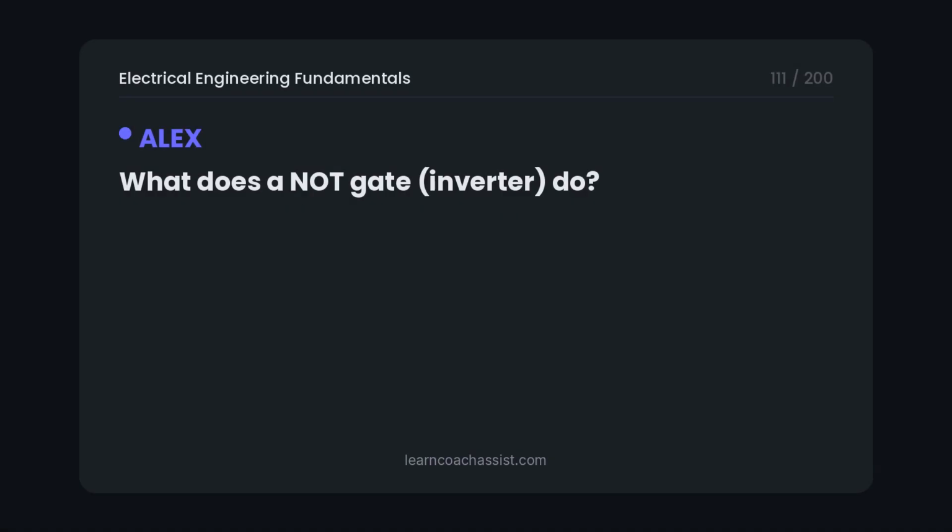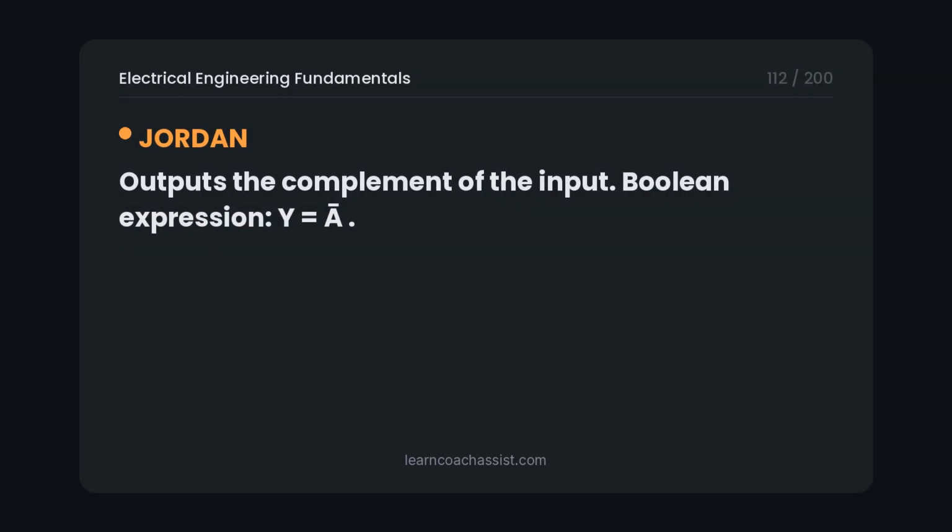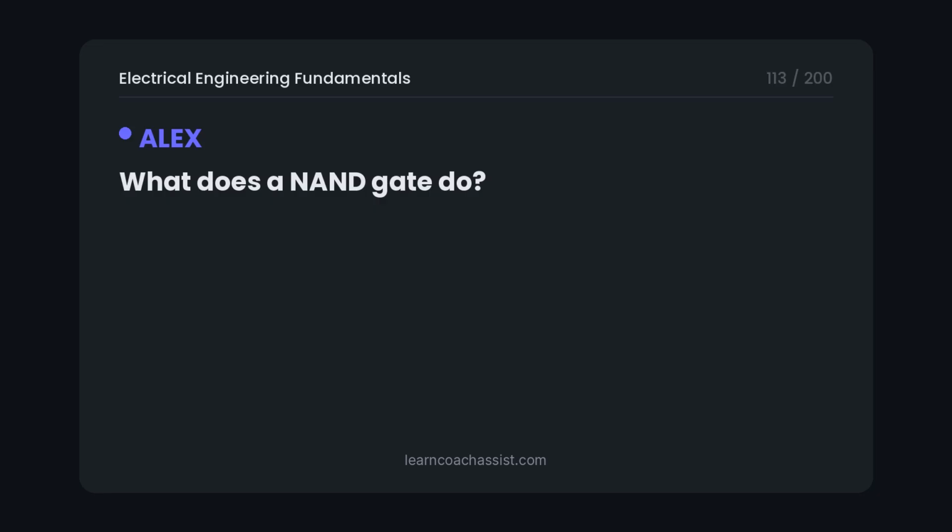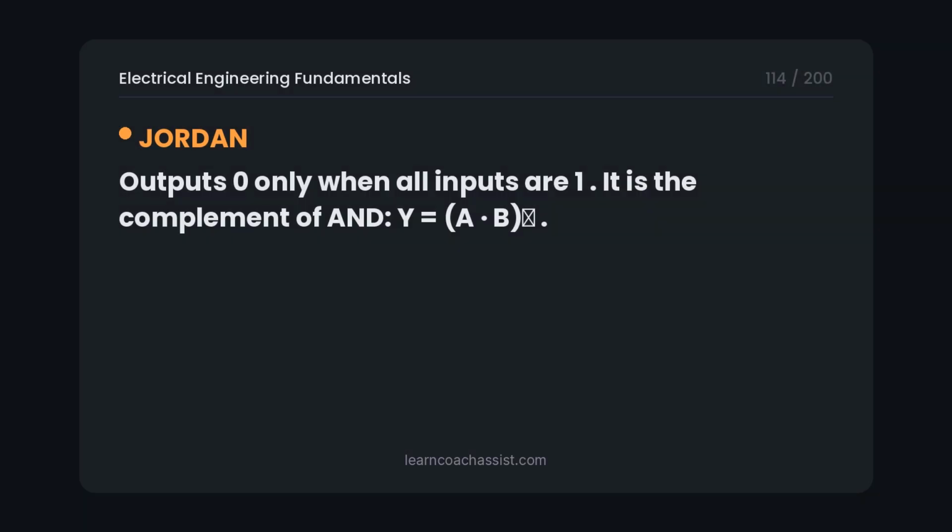What does a NOT gate, inverter, do? Outputs the complement of the input. Boolean expression, Y equals A-bar. What does a NAND gate do? Outputs 0 only when all inputs are 1. It is the complement of AND, Y equals (AB)-bar.